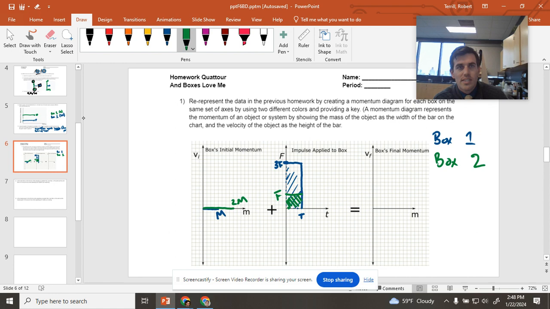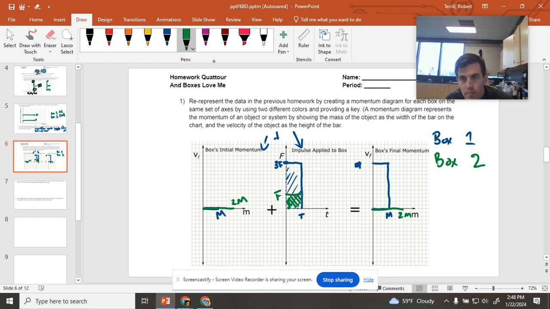Then finally, it wants the boxes' final momentum. Well, box 1 has a width of 4, but it needs to have the same total area as this one plus that one. So I'm going to end up going all the way up to the top. It's 48 units. So it's ending up with some kind of velocity. We won't assign a velocity yet, but we definitely know it's m units over. Then the other one is going over 2m units.